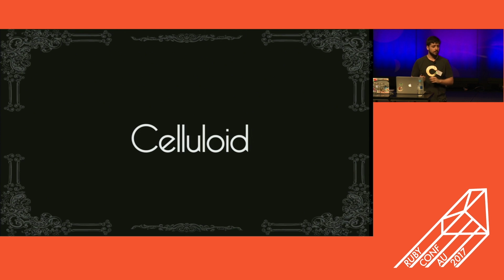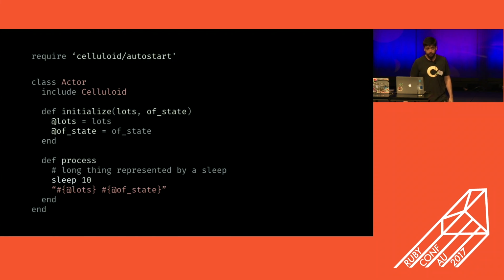And Celluloid has a strong following, lots of commits, lots of messages, active, everything. And it works like this. This is an actor in Celluloid, and you see it looks very similar to any Ruby class, or any Ruby class in a slide. The only difference is that it includes this Celluloid module at the top. And that's all you need. It turns a normal object into an actor.